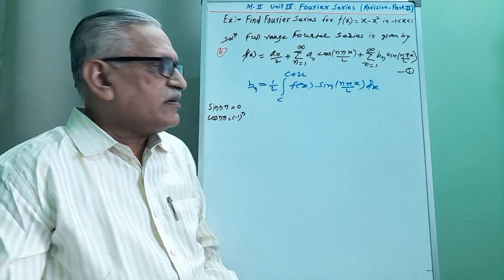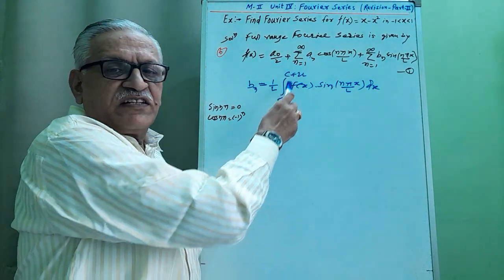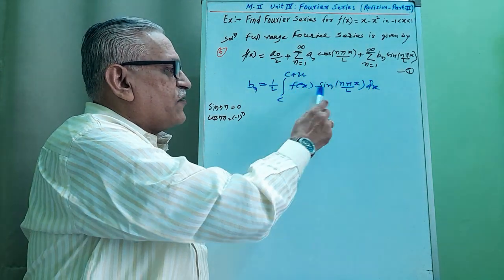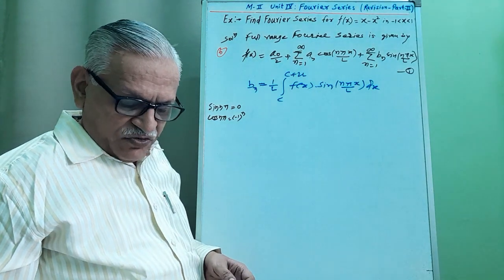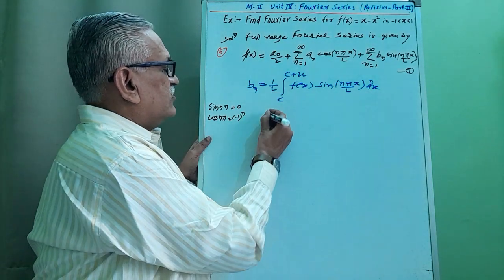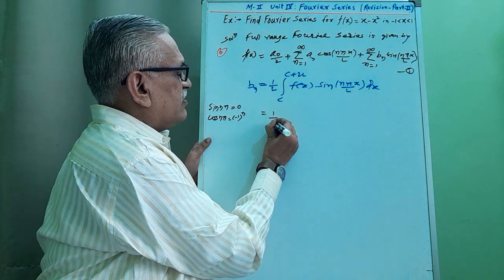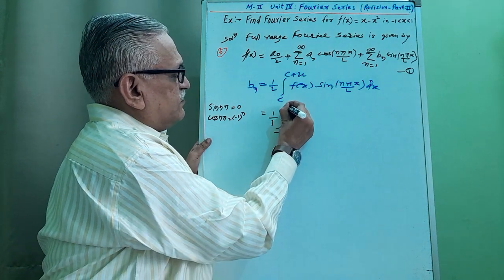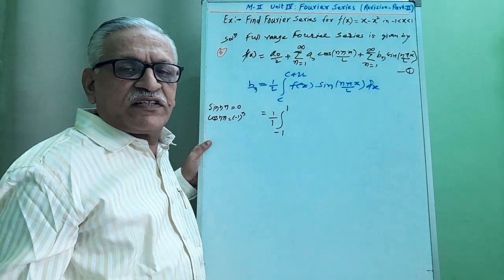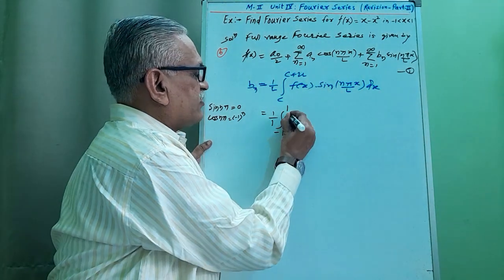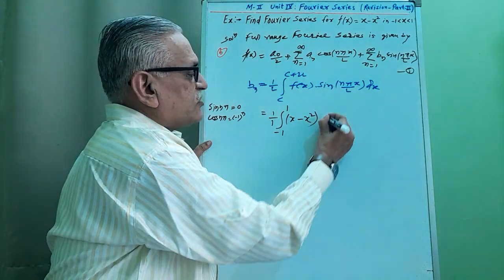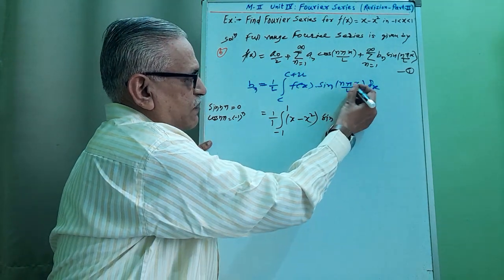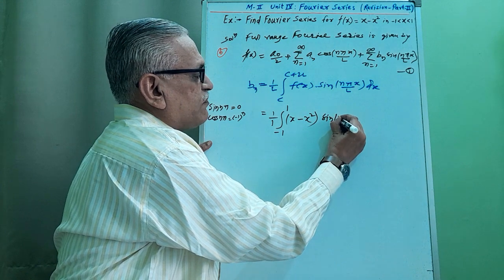Then bn is obtained by the formula 1 by L integration from c to c plus 2L f of x multiplied by sin n pi x by L. Substituting the values, we get 1 by 1, c is minus 1, c plus 2L is 1, therefore it is integration from minus 1 to 1. f x is x minus x square, into sin of n pi x by 1, therefore it is sin of n pi x only.